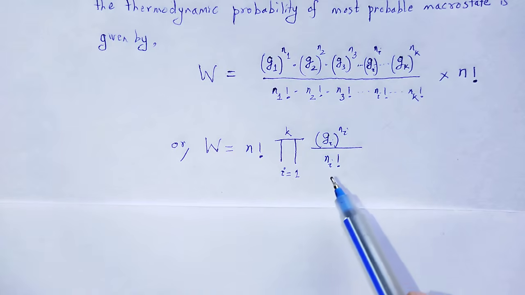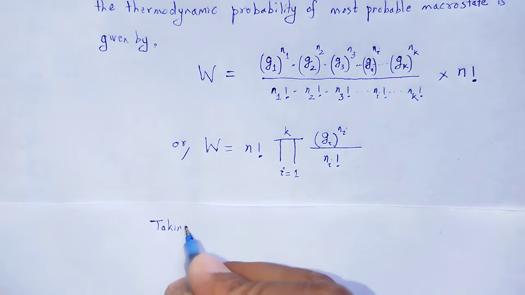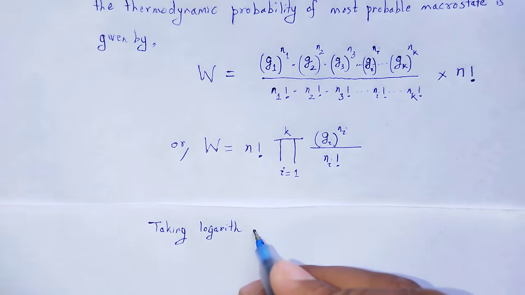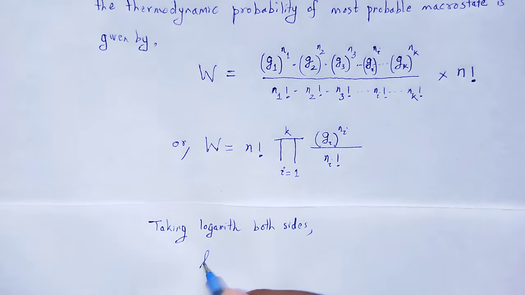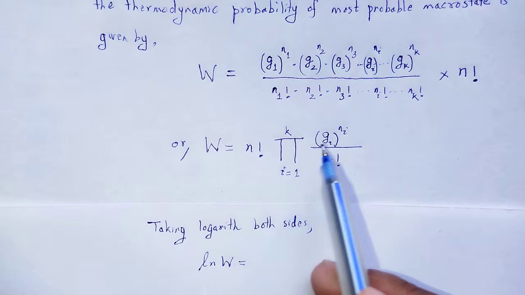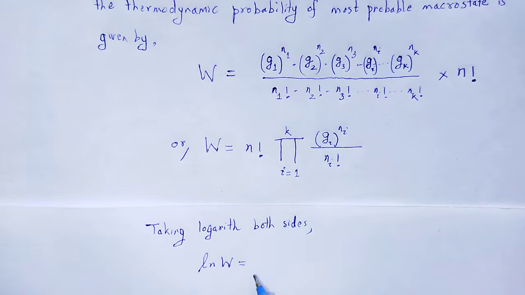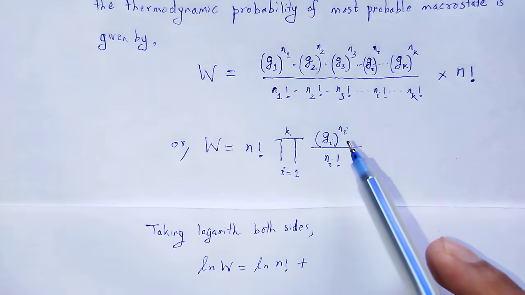Taking logarithms on both sides, we obtain ln W is equal to, when two terms are multiplied, ln AB is equal to ln A plus ln B. Here ln N factorial plus ln of that entire term.